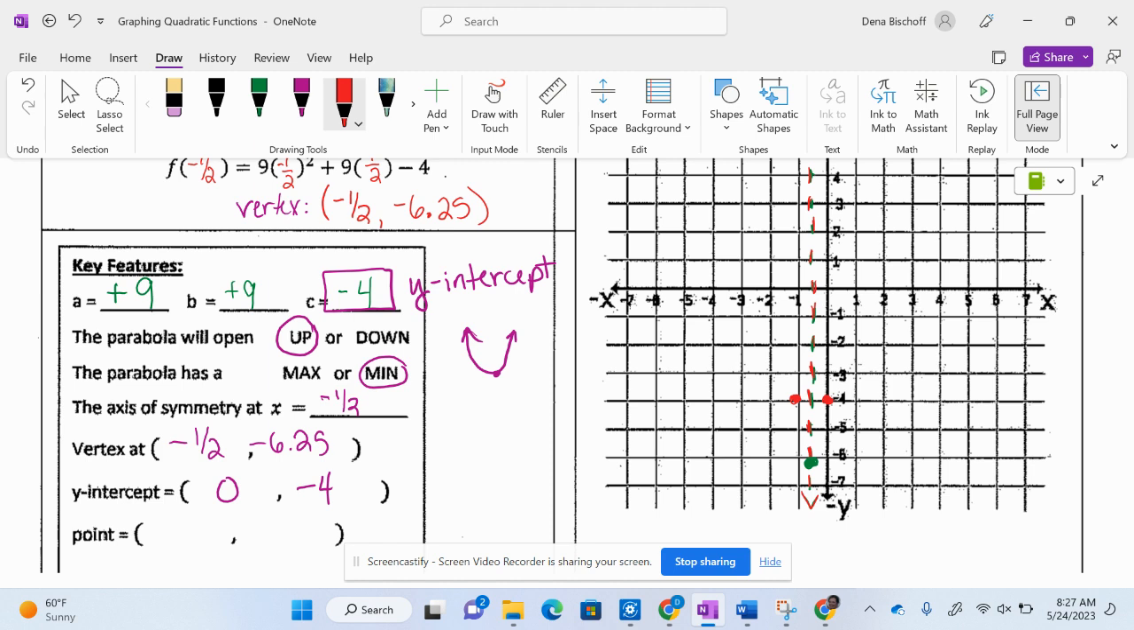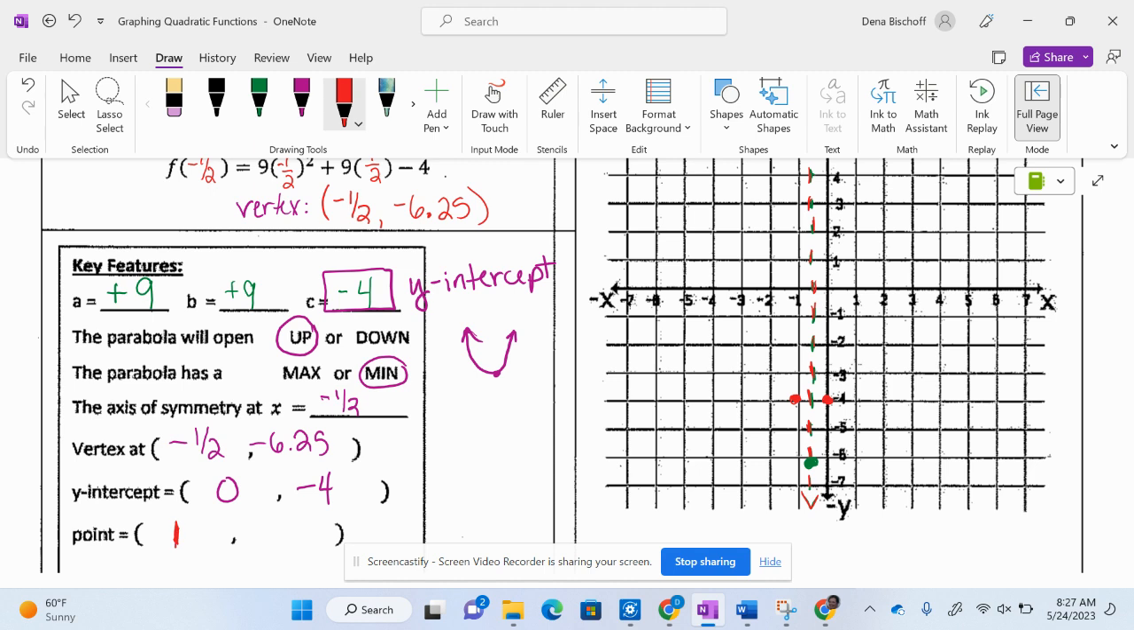Okay. What happens when x is 1? Do we know? Can we figure it out? What happens when x is 1? How do I figure that out?